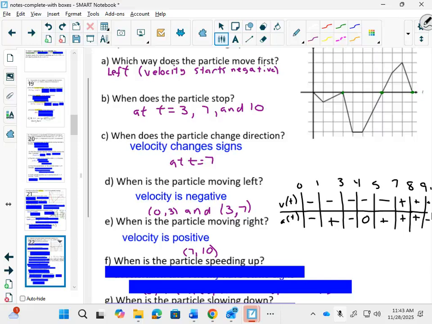So when is the particle speeding up? We need them to be the same. There we go. When the acceleration is 0 there, does that mean we're stopped? No. It just means you're on cruise control.